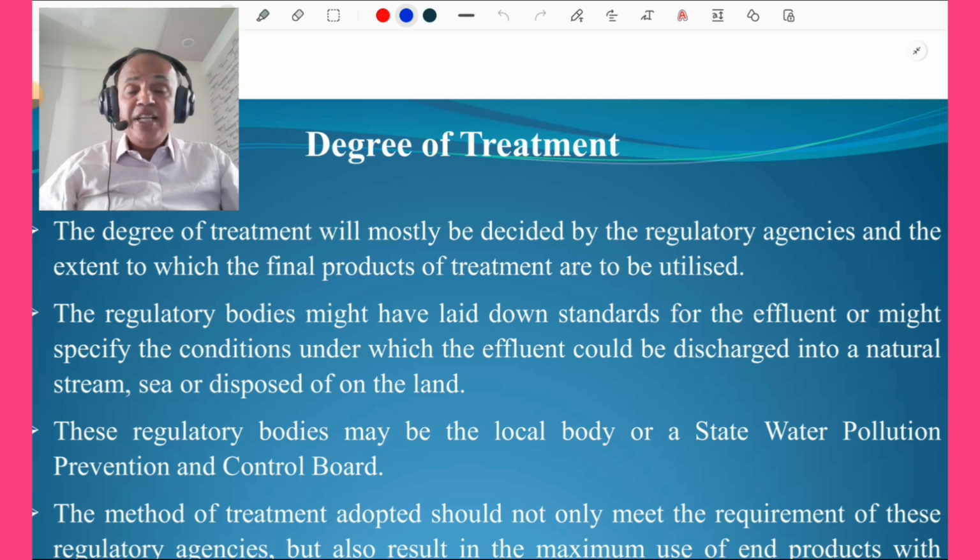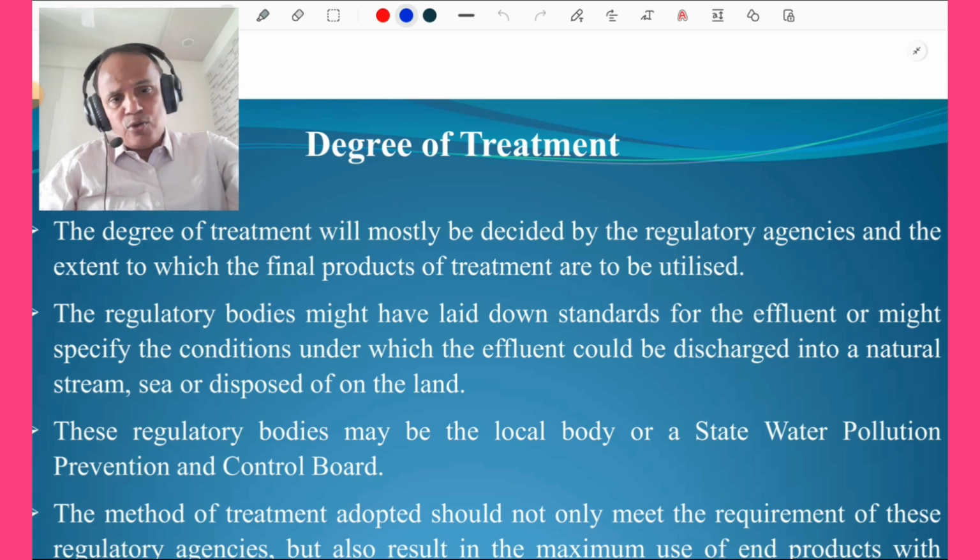What is the effluent? Influent means the initial sewage and effluent means treated sewage. So, you must know what is the influent and effluent in wastewater engineering. These regulatory bodies may be a local body, as discussed earlier. It may be a municipal corporation, or it may be a state water pollution prevention board or control board.